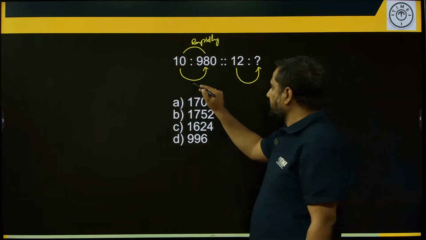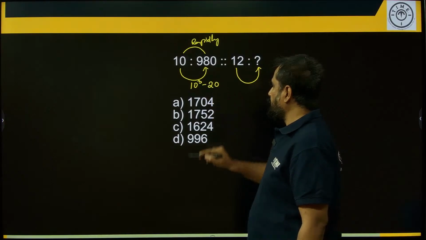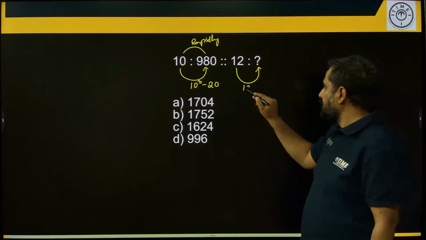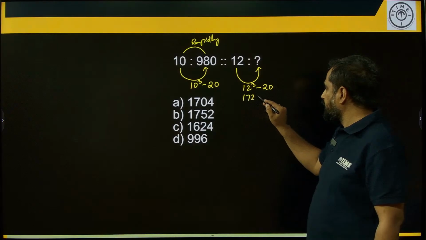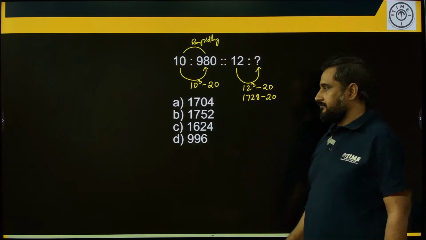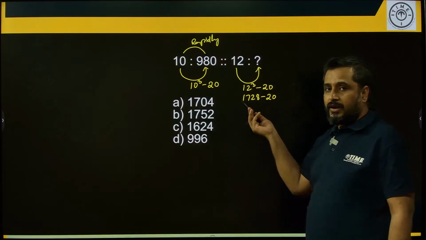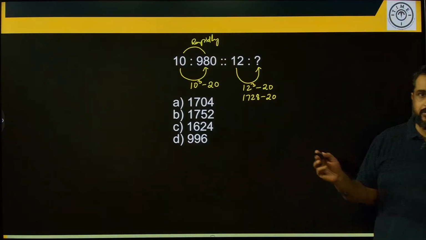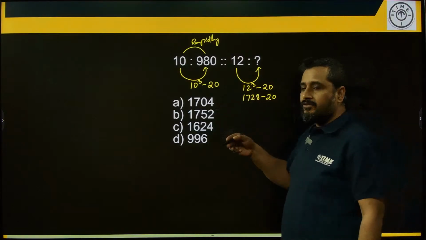So what you may write is 10 cube minus 20, and try to apply the similar kind of logic. 12 cube minus 20. 12 cube is 1728, minus 20 is 1708, but it is not there in the choices. So in analogies, choices play a main role. So we need to check for the other logic.